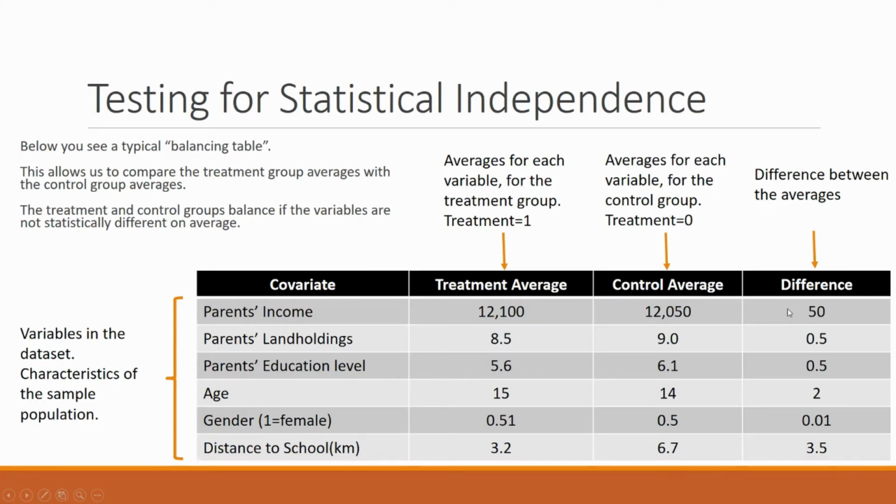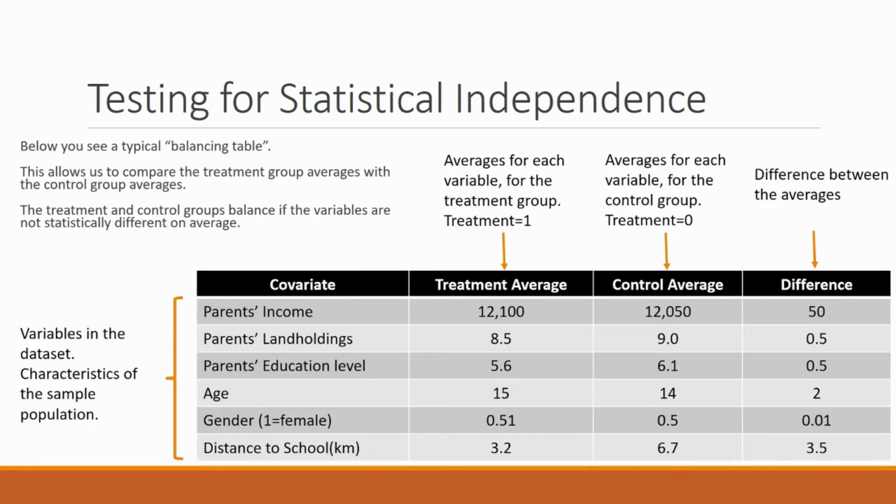So you can see what we're doing here is we're comparing the treatment group, the group of people that receive the treatment, to the control group. We're comparing these two groups of people: the treatment group, all the people that are going to receive the textbook, and the control group, all the people that don't receive the textbook.